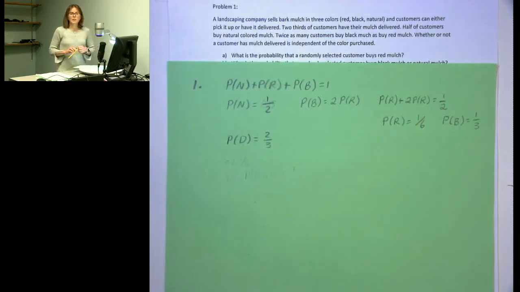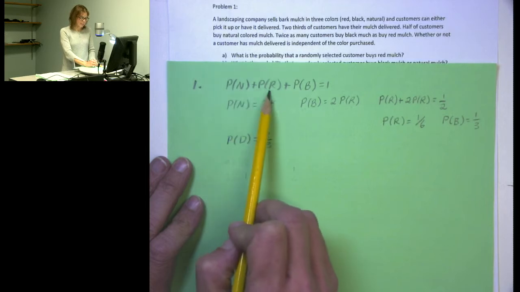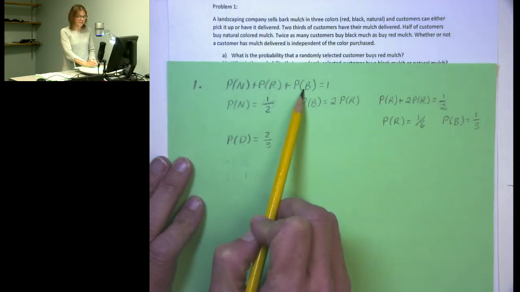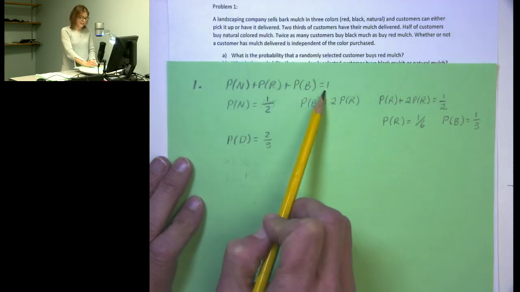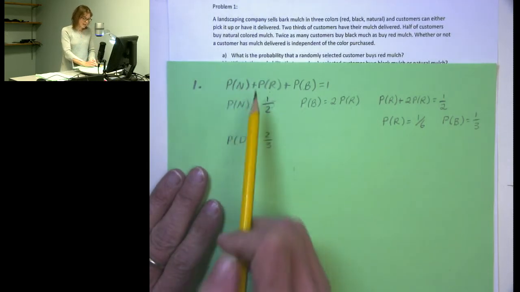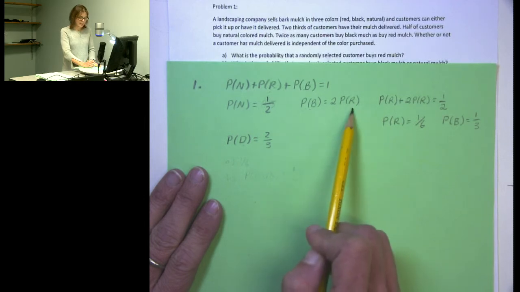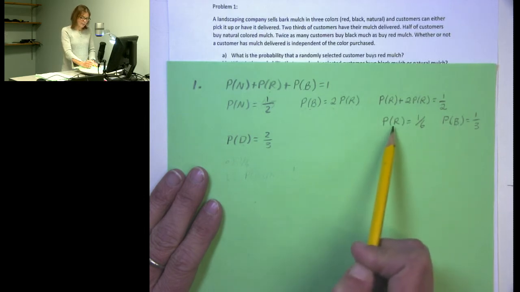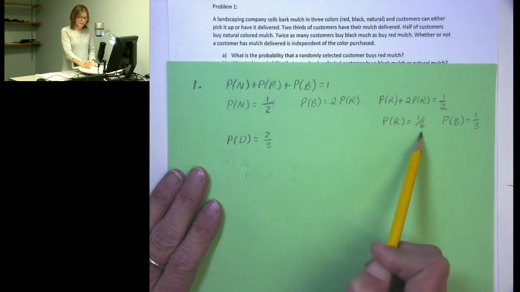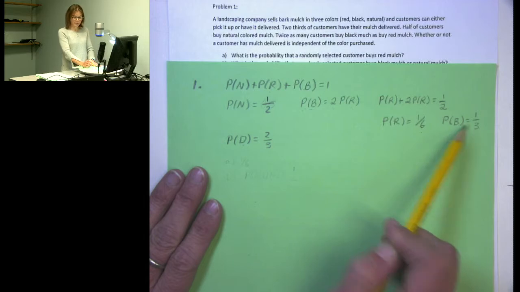The other thing I mentioned in Blackboard was to assume that customers buy only one color of mulch, which means that the probability of buying natural plus the probability of buying red plus the probability of buying black has to equal 1. Since we know that the probability of natural is 1/2 and that the probability of black has to be twice the probability of red, we can find that the probability of buying red must be 1/6 and the probability of buying black is twice that, or 1/3.